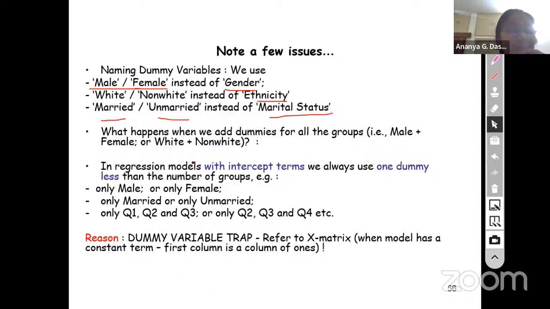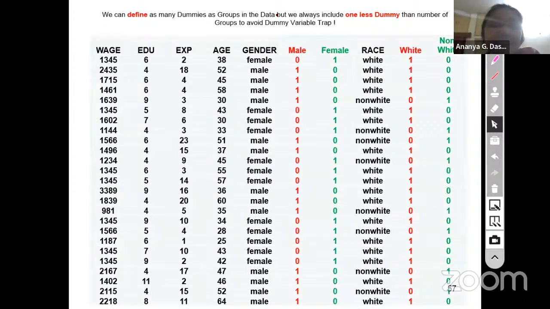Now, please realize what happens if you add the dummies for all the groups. So let's see that. Here I have two groups in the data, female and male. I have two races, white and non-white, and I have defined two dummies, male and female. Let's take this first. So I have two groups in the data and I've got two dummies.